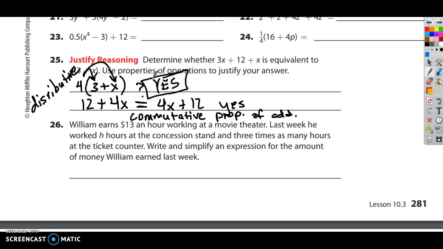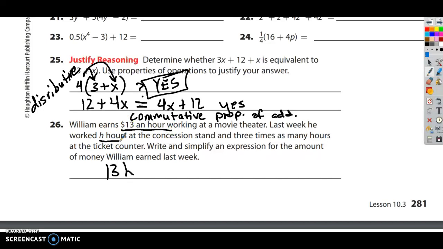All right, number 26 reads, William earns $13 an hour working at a movie theater. Last week he worked 8 hours at the concession stand and 3 times as many hours at the ticket counter. Write and simplify an expression for the amount of money William earned last week. So he makes $13 an hour working at a movie theater. He worked 8 hours at the concession stand. So that's just 13 times h. Does that make sense? He makes $13 an hour and he worked 8 hours. So that's 13 times h.